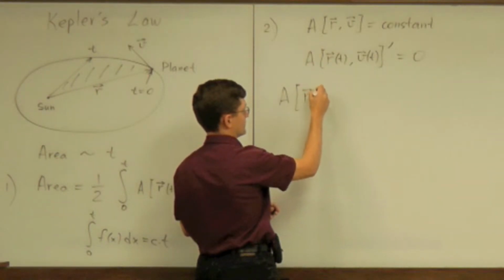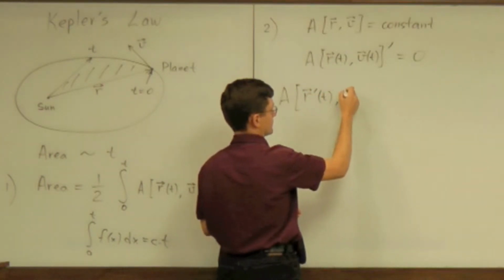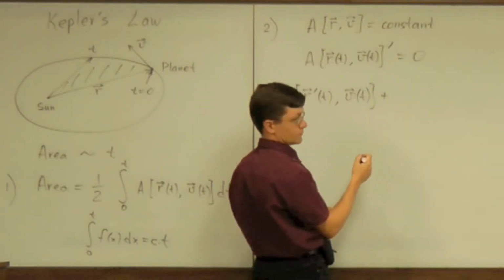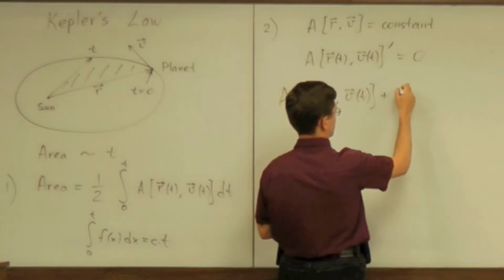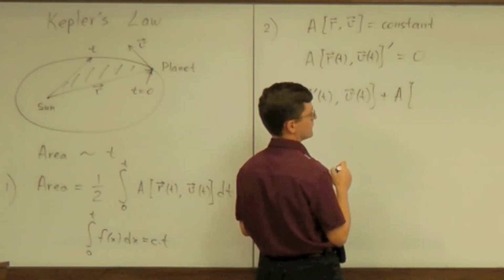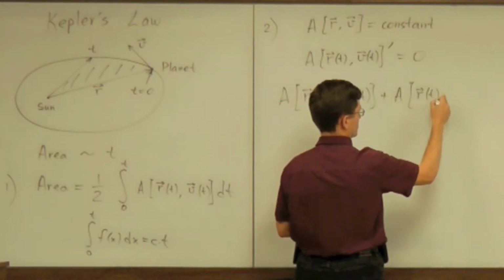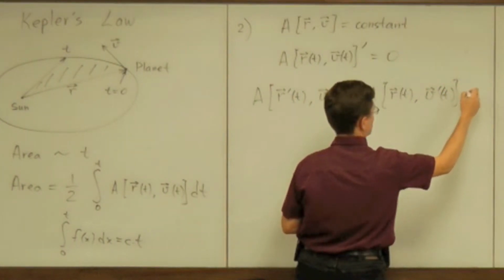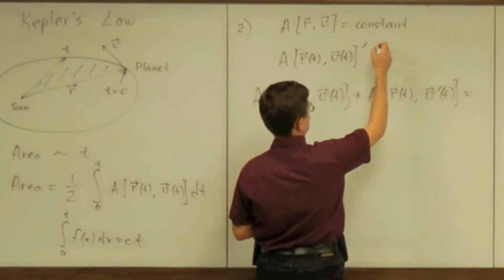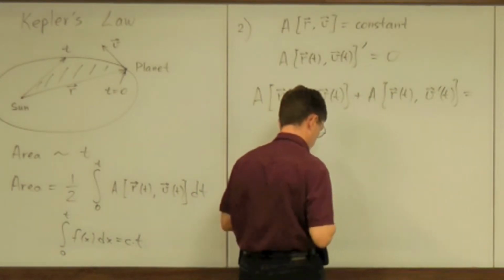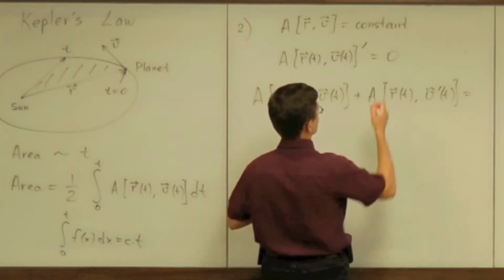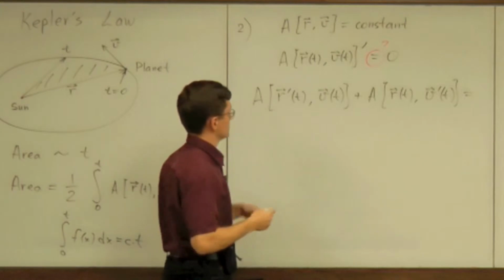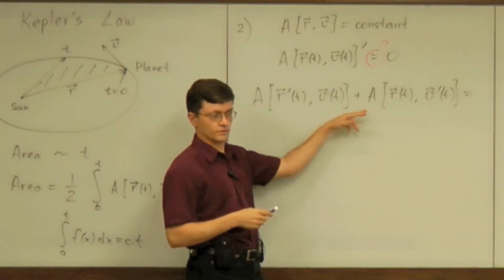Area of r prime of t and v of t, plus, is it plus? Plus what? R of t. R of t, yes. V prime of t. Okay, so let me put a question mark here, because at this point I don't know if it is 0 or not. That's what I want to know, and I will just compute this derivative.